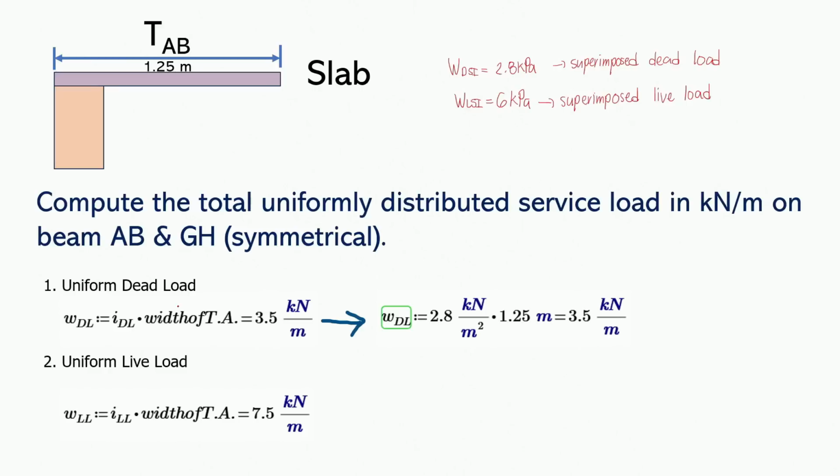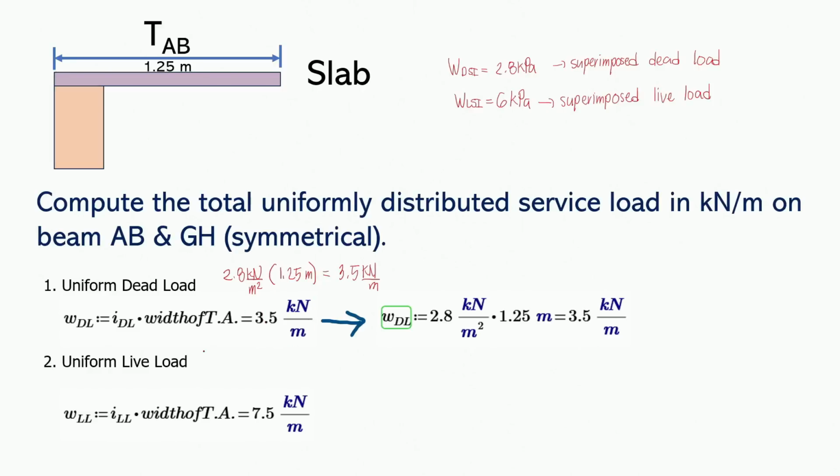And so first, we will compute the uniform dead load, which is equal to the superimposed load multiplied by the width of the tributary area. Now this is the width of the tributary area, this 1.25 meters. And then for the uniform dead load, for the superimposed load, we have 2.8 kPa or kN per m squared multiplied by the width of the tributary area, which is 1.25 meters. So this is 1.25. And so this will give us 3.5 kN per m. And so dito galing yan.